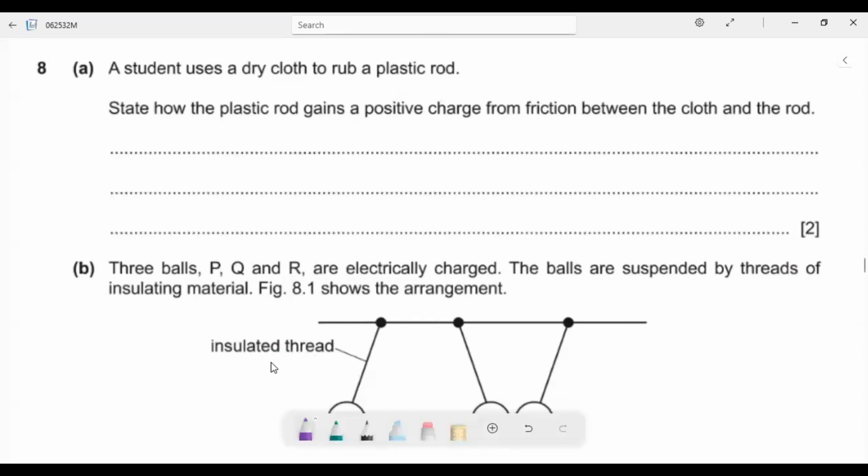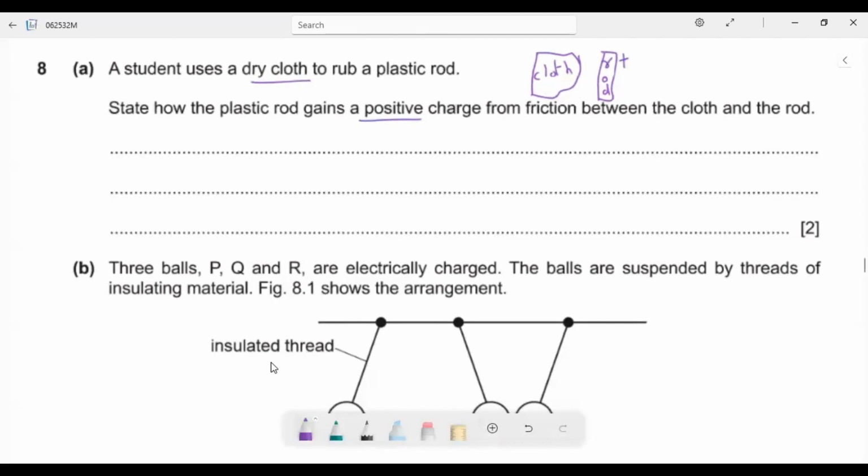A student uses a dry cloth to rub a plastic rod. So a dry cloth is there, one plastic rod also there. This is a plastic rod. This is the cloth. State how the plastic rod gains a positive charge.